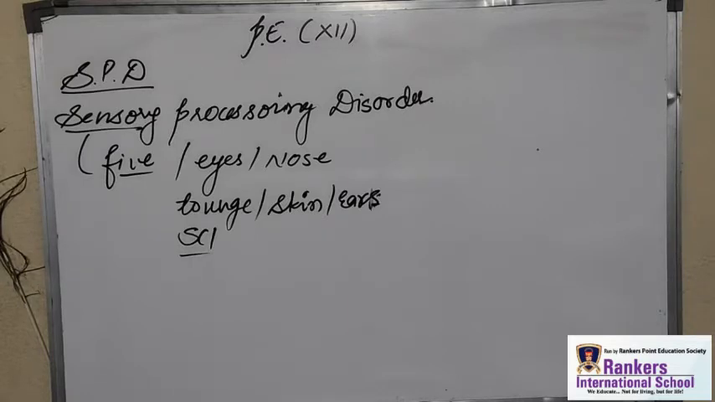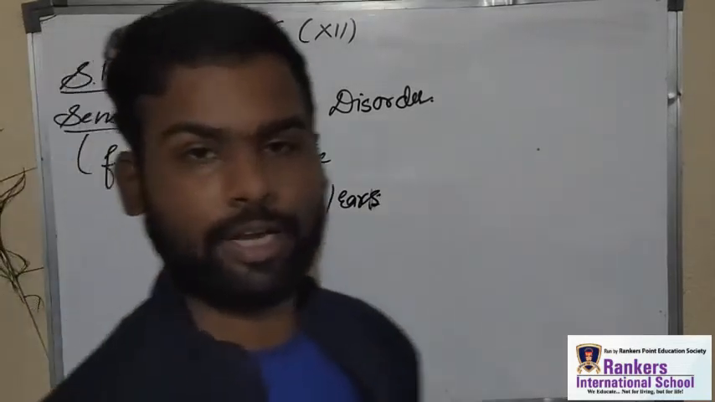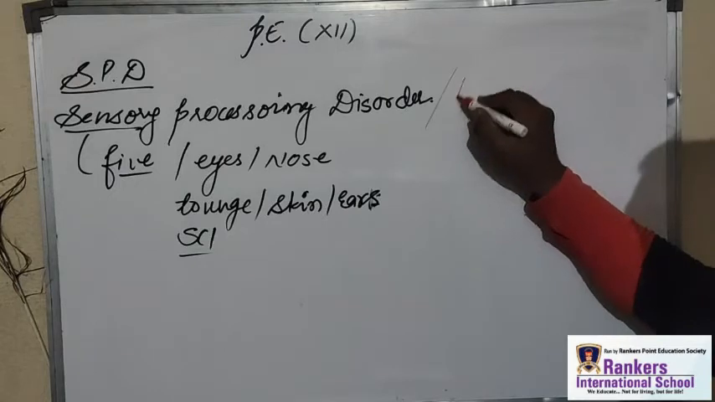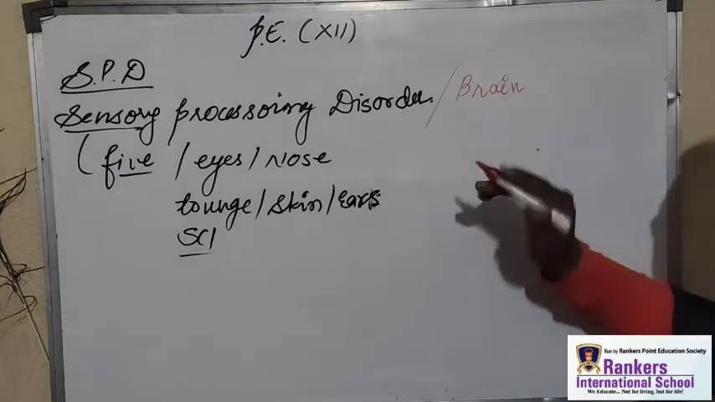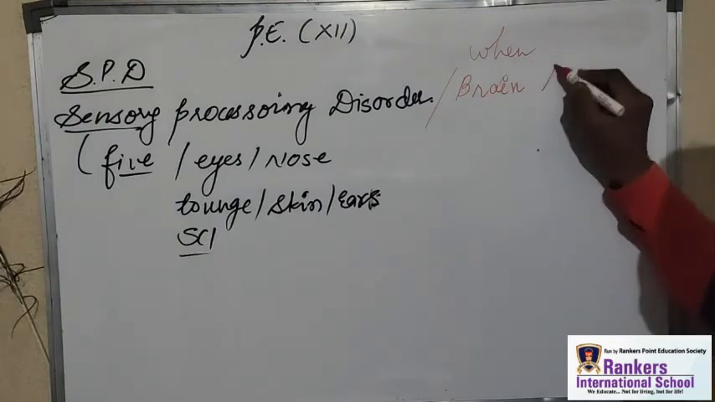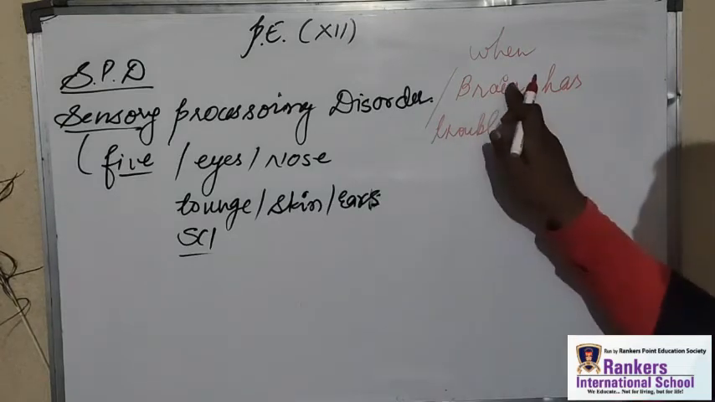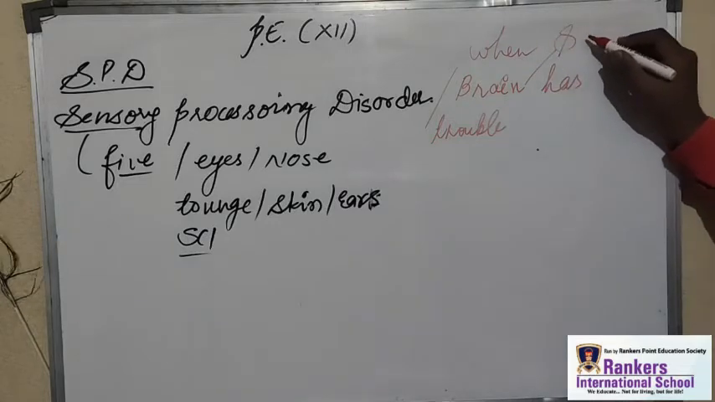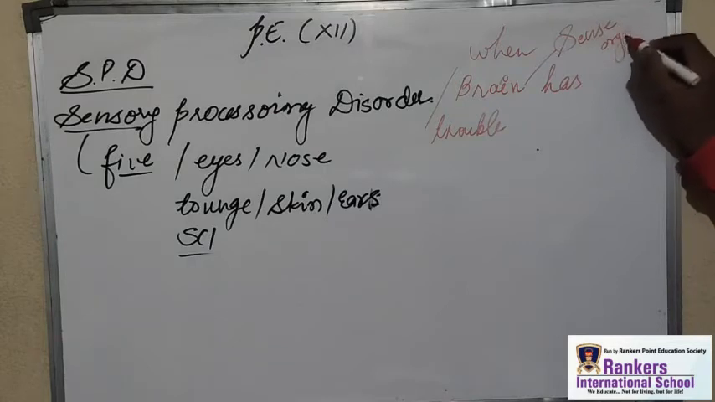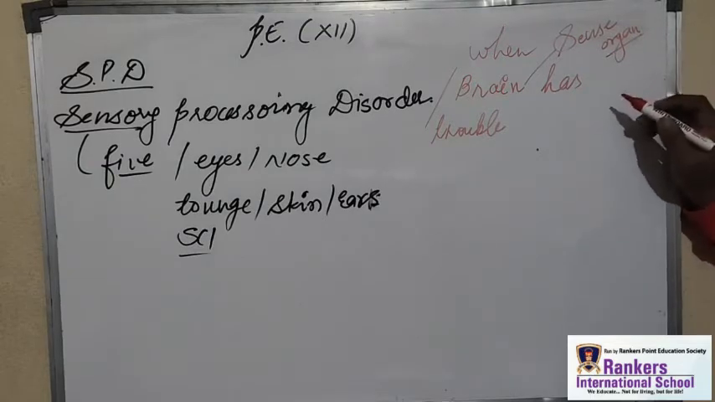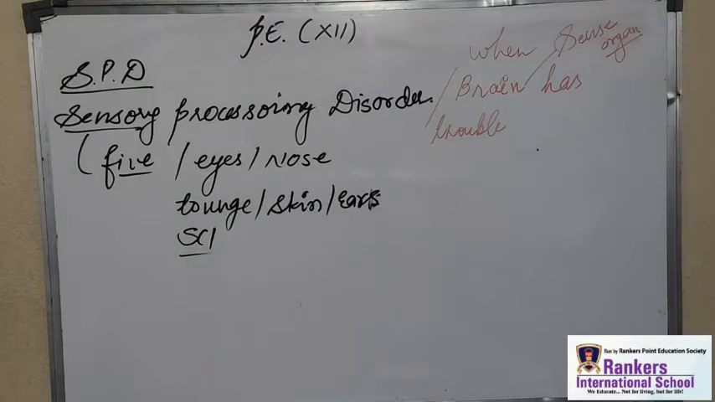What we need to understand here is that it's a condition when the brain struggles to receive or respond to the information that comes from our senses, right? This is the problem of our brain. When the brain or any of the sense organs are not working properly, what do we call it?